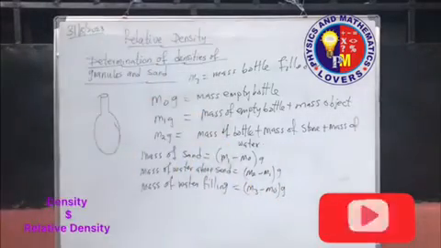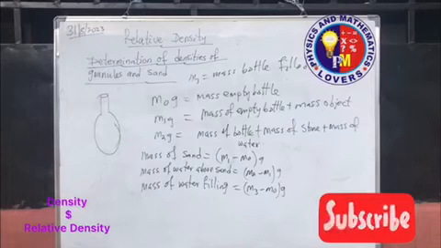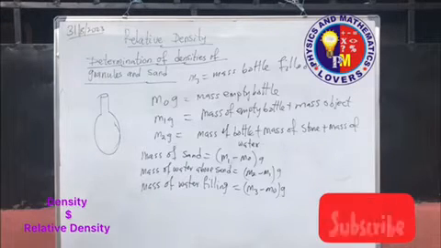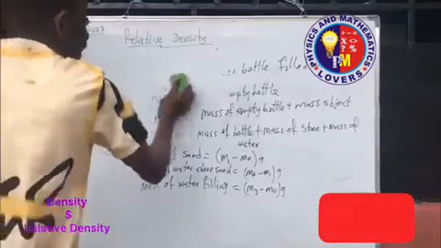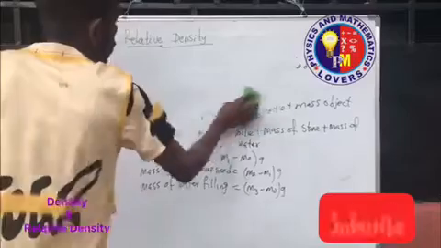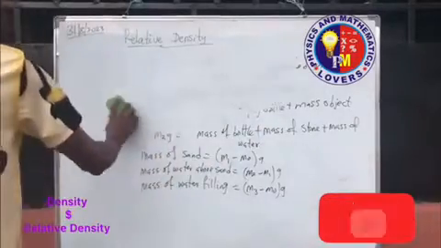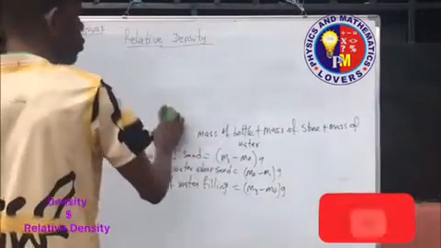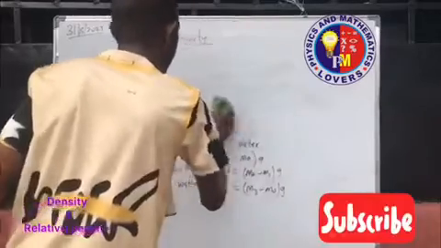So from here, we are going to determine the relative density of this substance. So how do we go about that? Now, since density of water is what? 1 gram per cm cube. So volume of sand now, we are going to calculate volume of sand. Remember, we need volume. So mass of any volume of any substance all over mass of equal volume of water. That is our relative density.